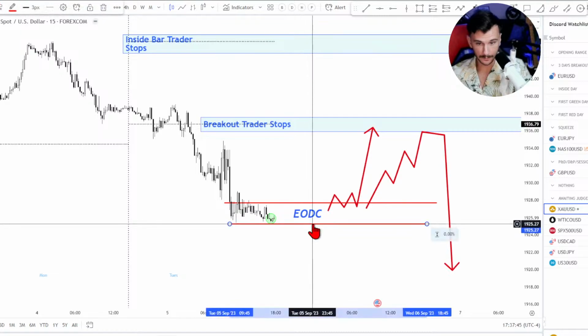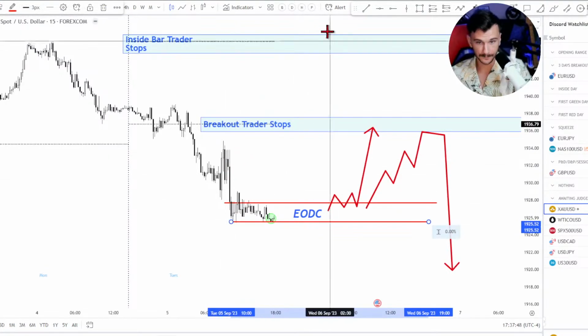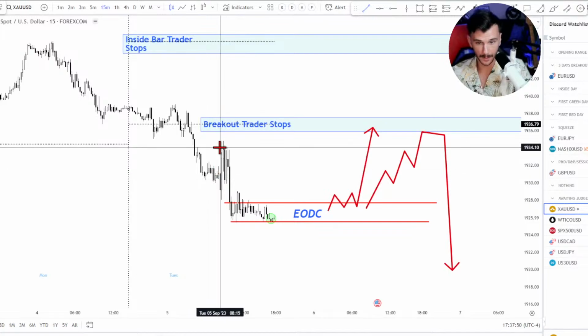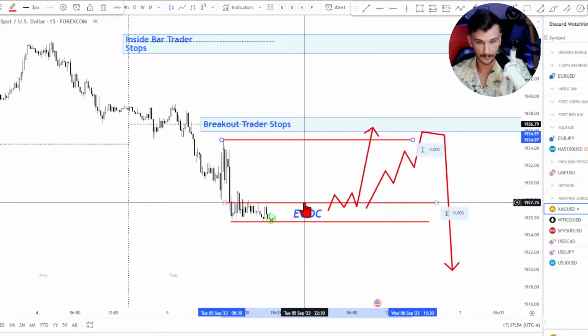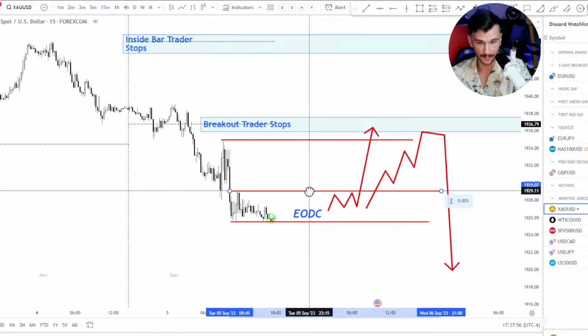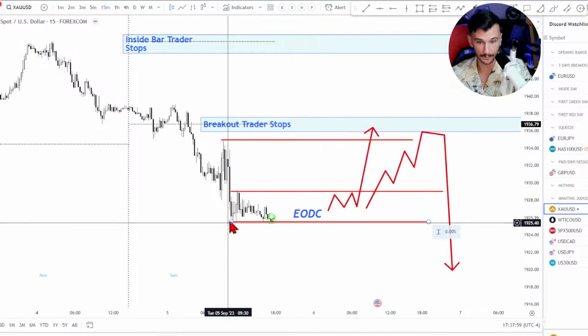Let's take a look at structure. I've got a low down here, and I've got a high up here. Low, high, lower low, rectangle, high. On a lower time frame, I bet you anything that's a peak formation high, peak formation low.